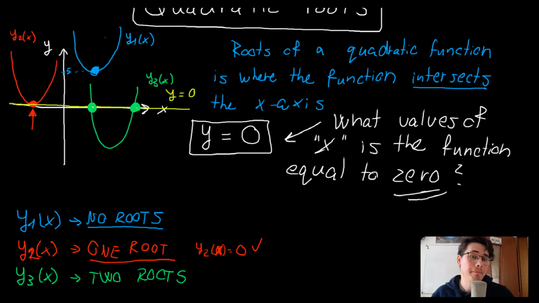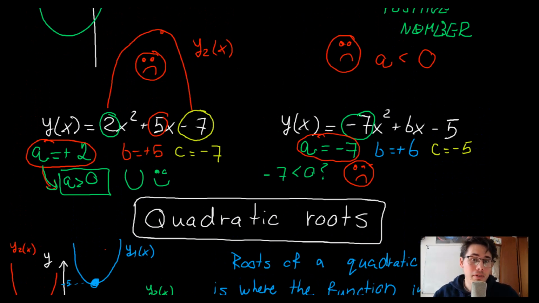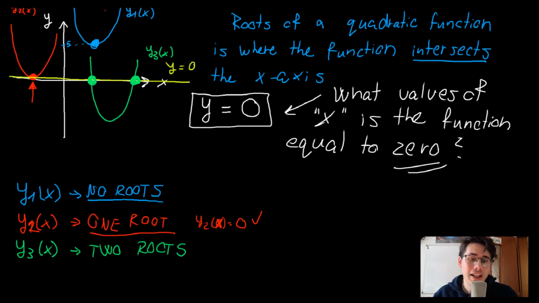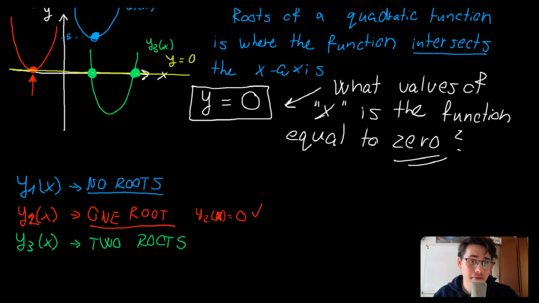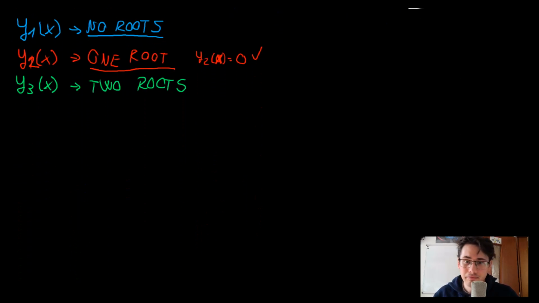How do we find them? How do we find these points? Because again, we don't know what this function looks like when we get, for example, our quadratic equation. So let's find these points. How do we do that? I think that's going to go into the next video.